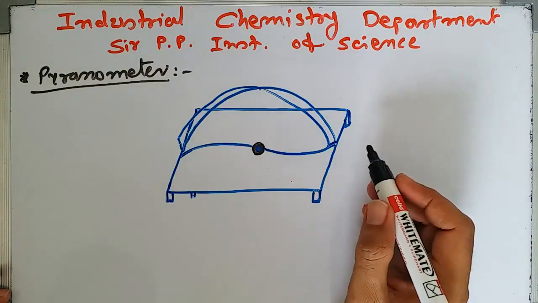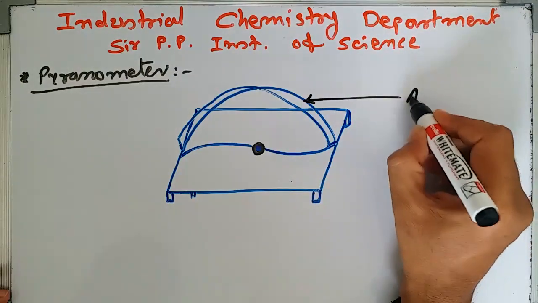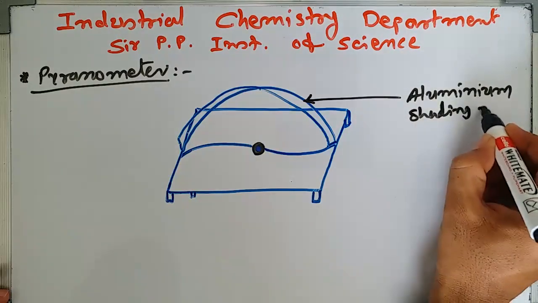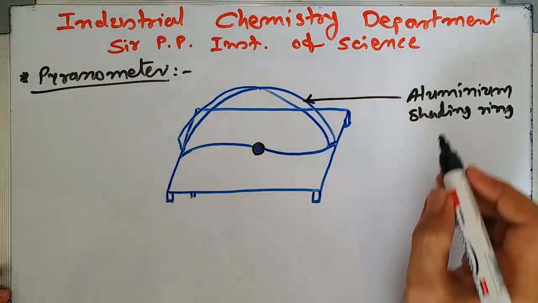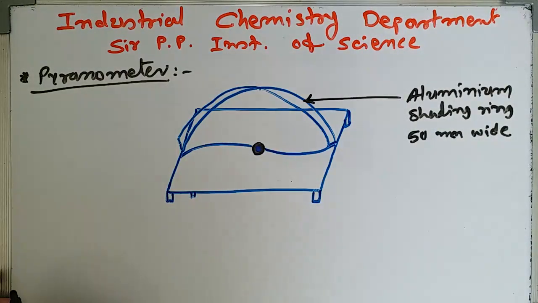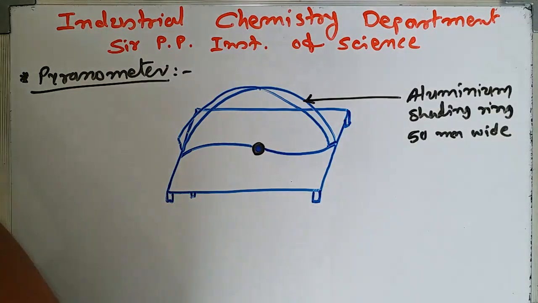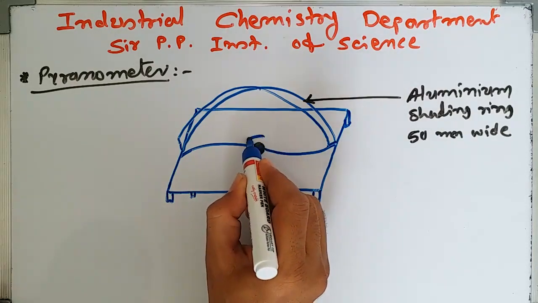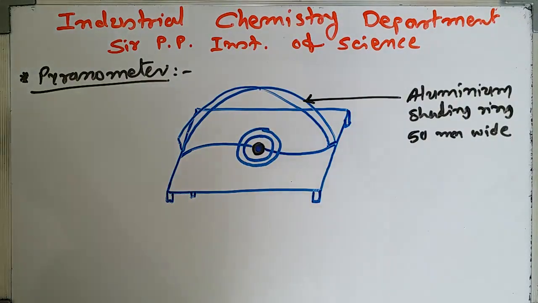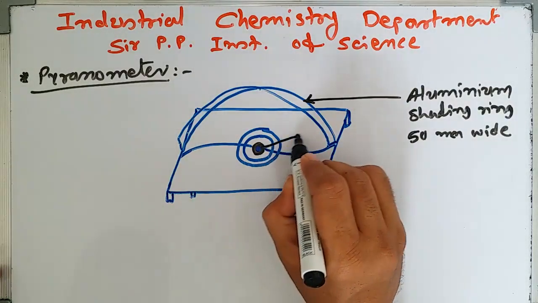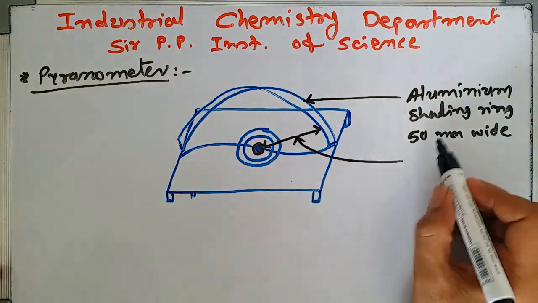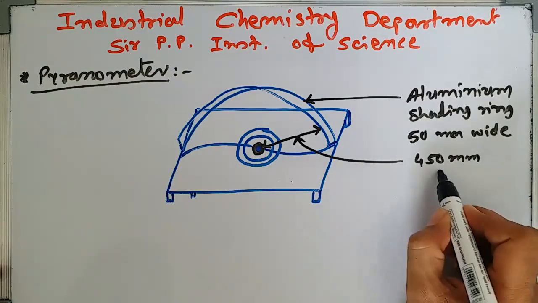Now we give names. This is the aluminium shading ring, and it is 50 mm wide. The radius from the black surface, which is protected by a glass cover, to the aluminium shading ring is 450 mm.